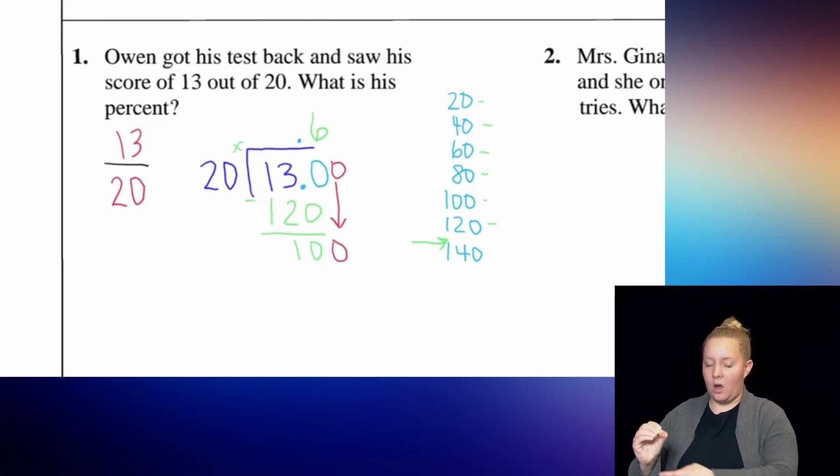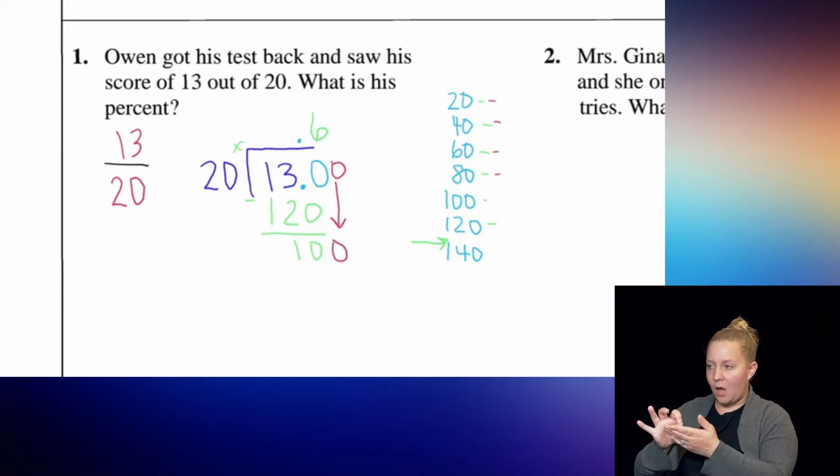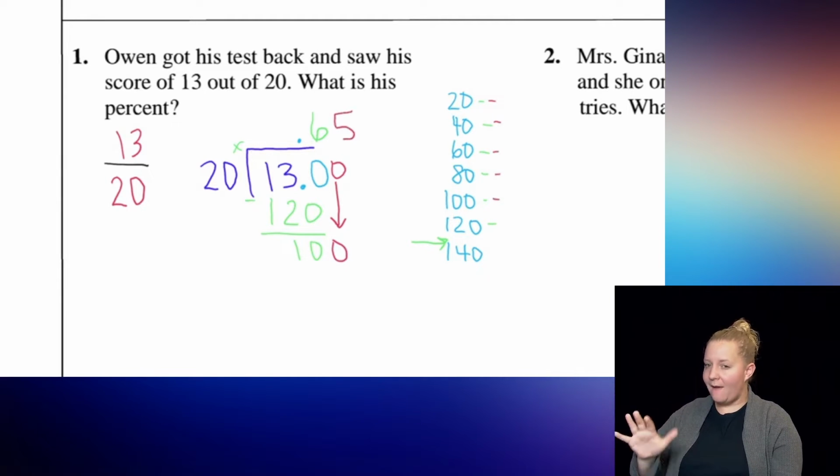Then again, I see 100. So when I count over here, 1, 2, 3, 4, 5. So I know that 20 goes in there 5 times.